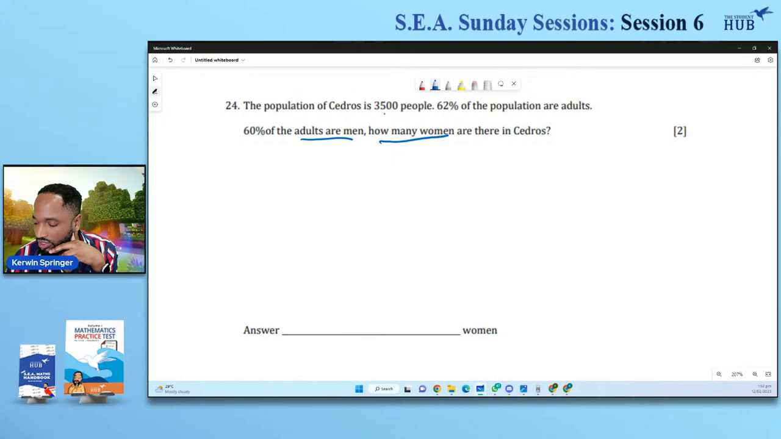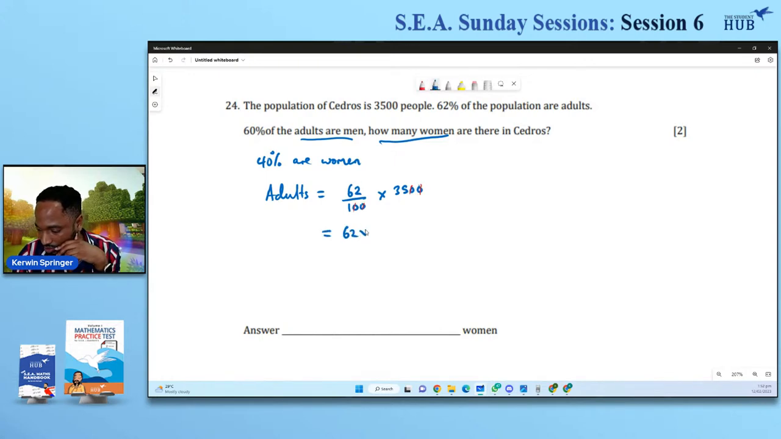The population of Cedrus is 3,500. 62% are adults. How many women? So, if 60% are men, 40% are women. Let's get how many adults we have. So, adults will be 62% of the population. So, 62% of 3,500. So, it'll be cross, so far, the number of adults is 62 times 35, which I'll just leave at 62 times 35 for now, but y'all could probably work it out and tell me what that is.